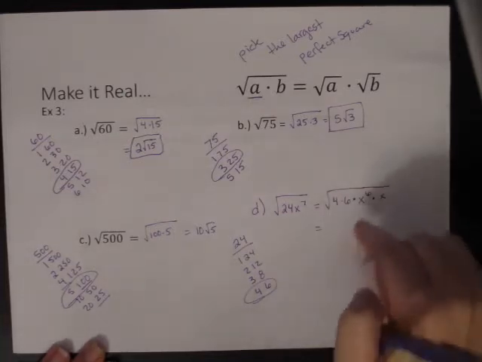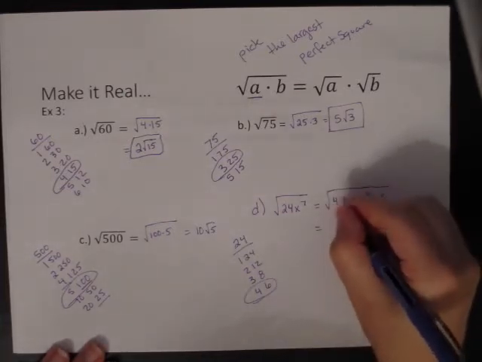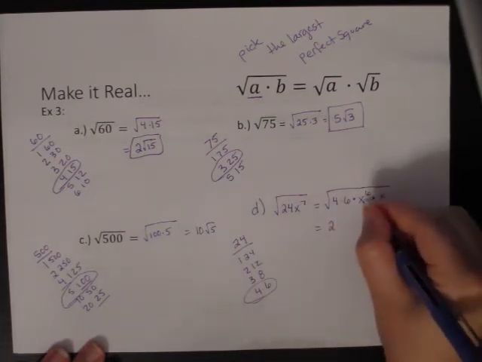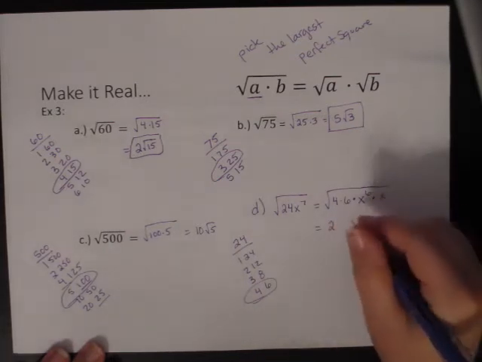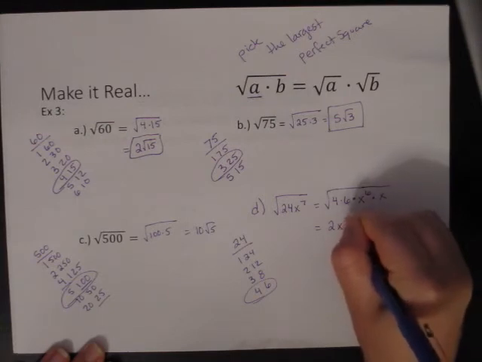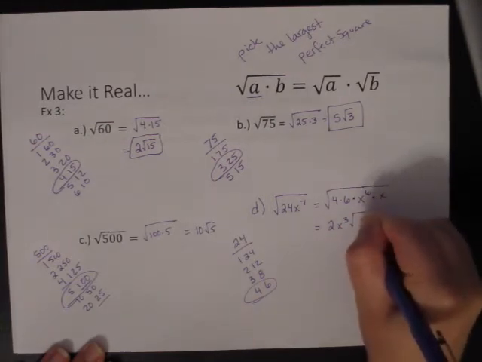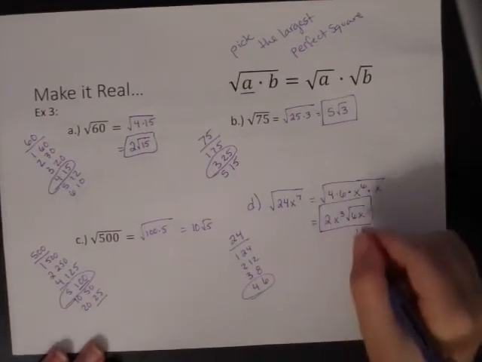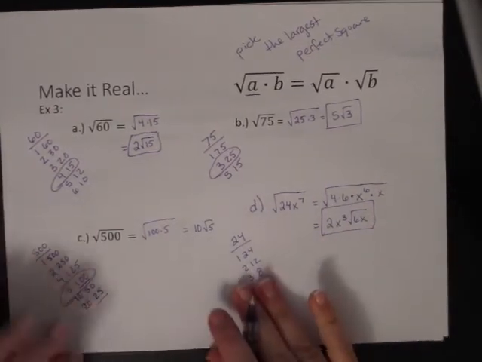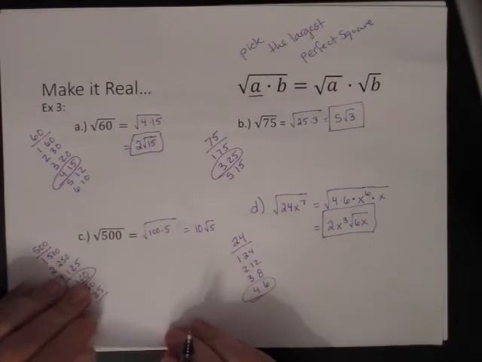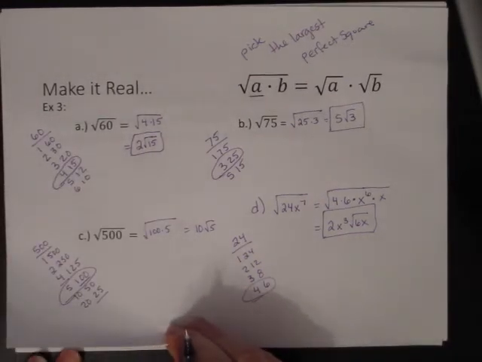So now there's two things that we can pull out of the square root. We can pull out the square root of 4, which is 2. And we can pull out this x to the 6 because 6 divided by 2 is going to be x to the 3rd. And what will be left over inside the square root is 6x. So this is definitely a challenge problem, but you're going to see problems like this on your test and on your homework.